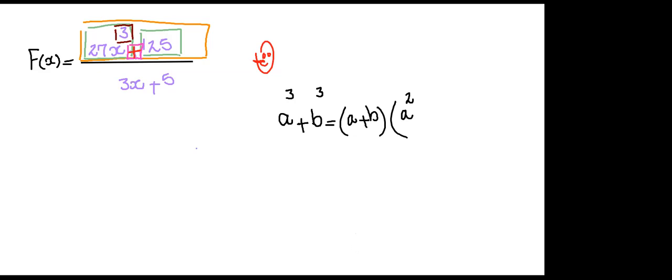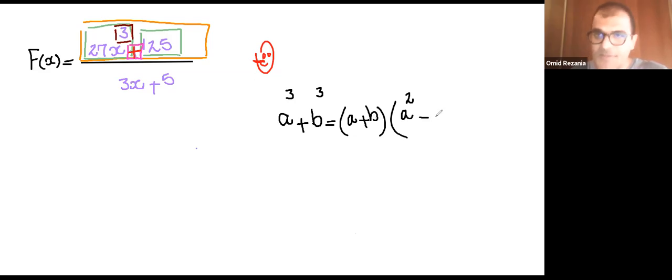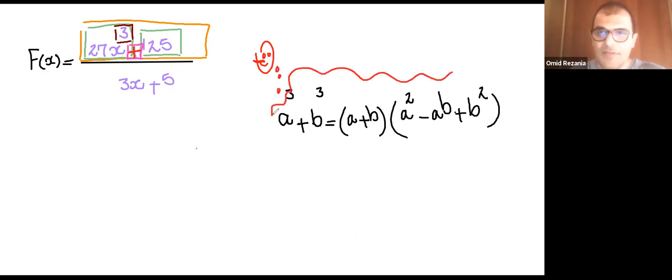Yes. Yeah, you see that? Yes. Okay. It becomes minus ab plus b squared. When you see something like that over there, you can think of this. I put it as a cloud that you are thinking of it.